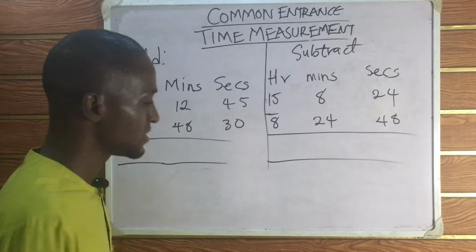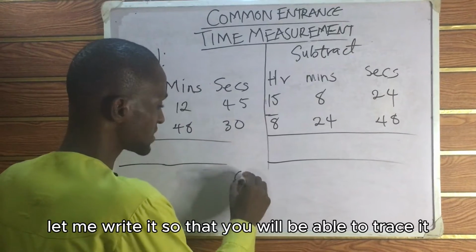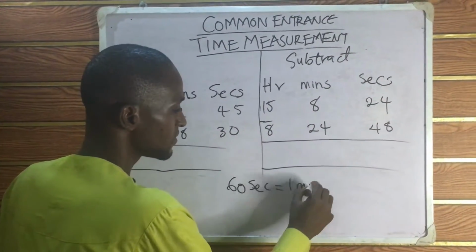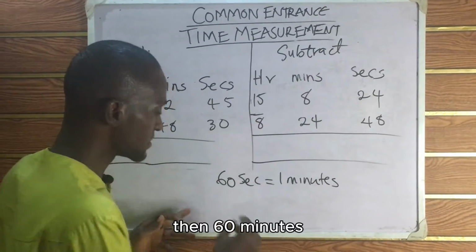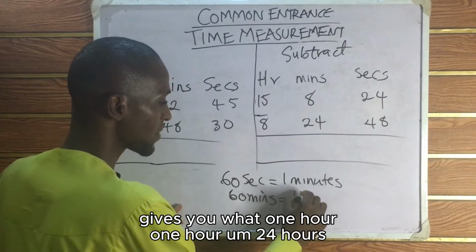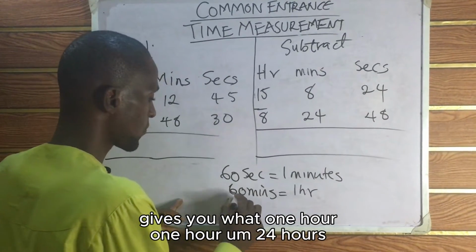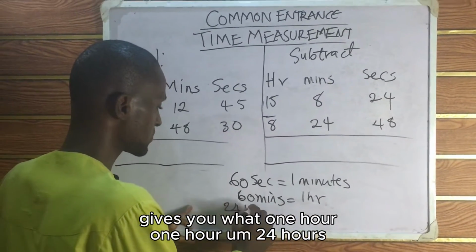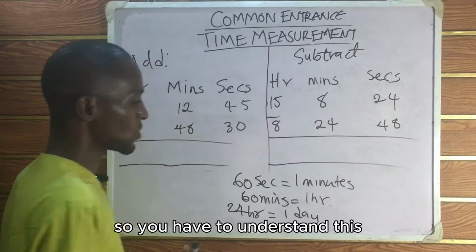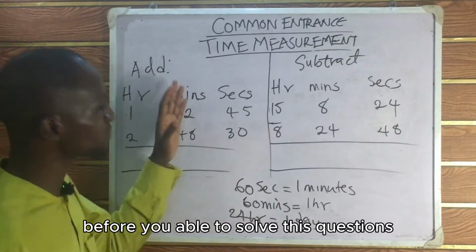give you 1 minute. So let me write this so you will be able to trace it as I'm solving. 60 seconds will give you what? 1 minute. Then 60 minutes gives you what? 1 hour. 24 hours will give you what? 1 day. So you have to understand this before you're able to solve these questions.